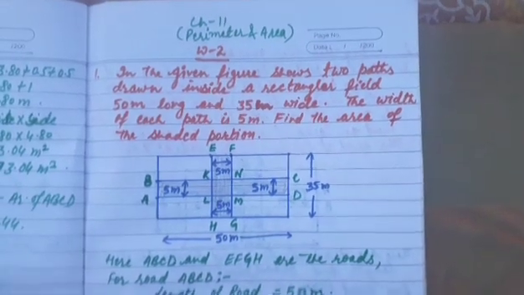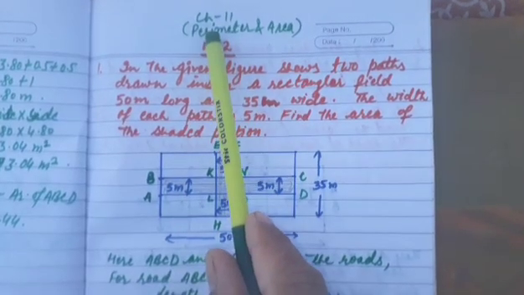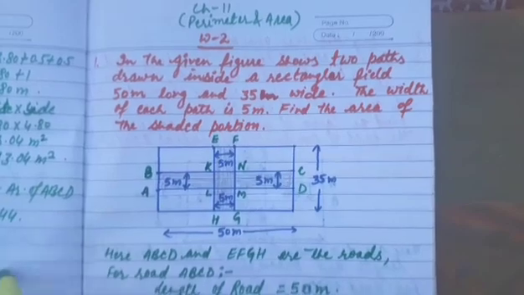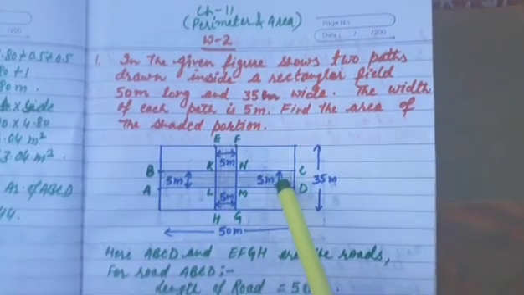Hello students, today we are going to discuss worksheet 2, chapter number 11, perimeter and area. In this worksheet we will discuss the area of roads, two crossroads.